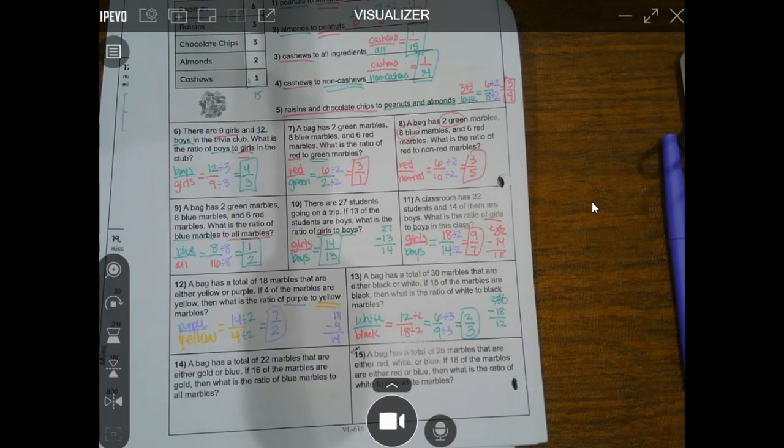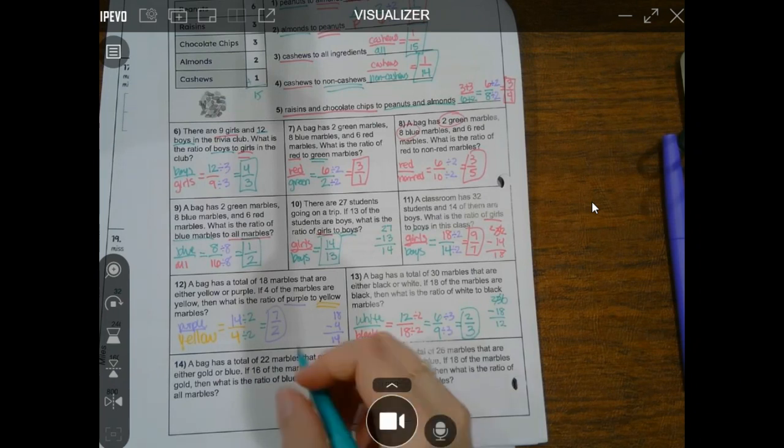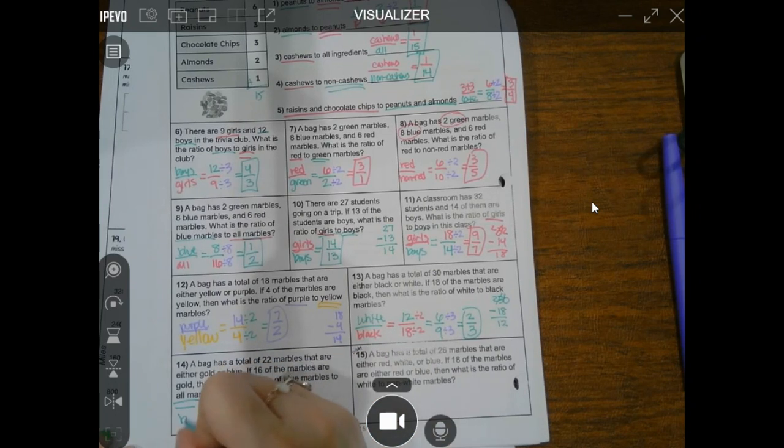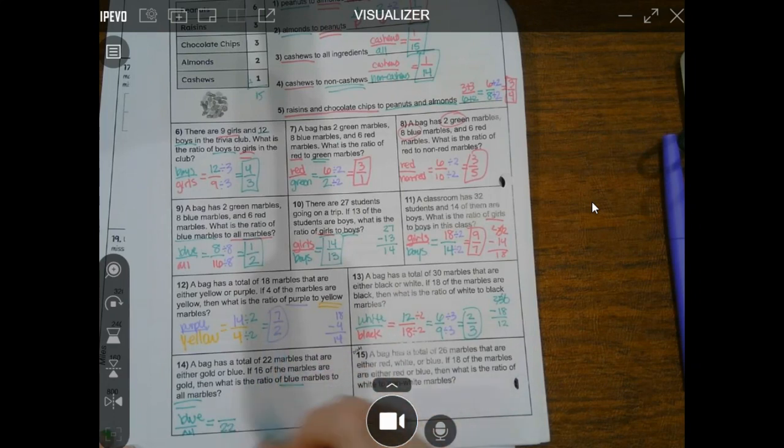It says a bag has a total of 22 marbles that are either gold or blue. If 16 of the marbles are gold, then what is the ratio of blue to all? So you have blue to all. Okay, 16 are gold. That's neither of the things I want. A bag has a total of 22. Okay, so 22 is a total, and they're gold or blue. So if 16 of the total is gold, if I subtract that from the total 22, then that's going to tell me how many of them are blue.